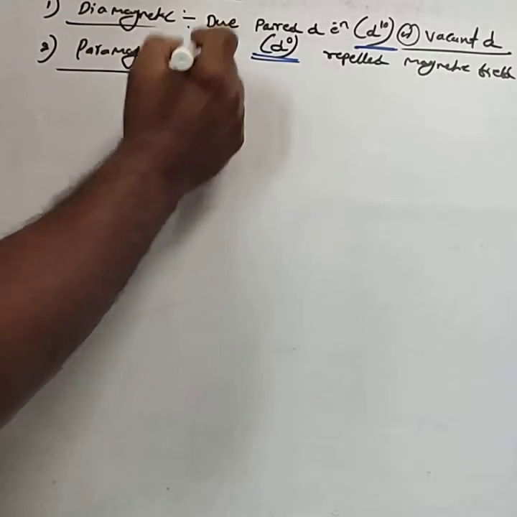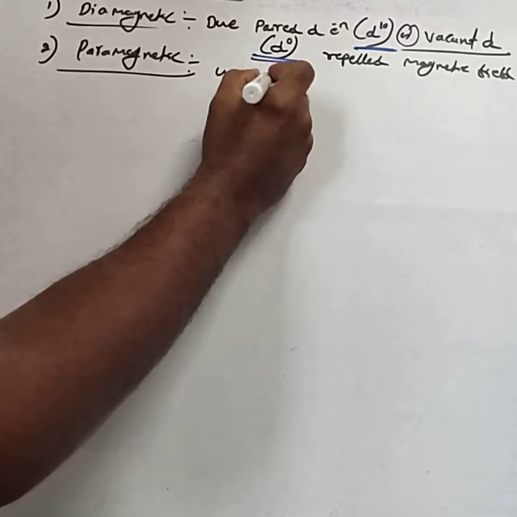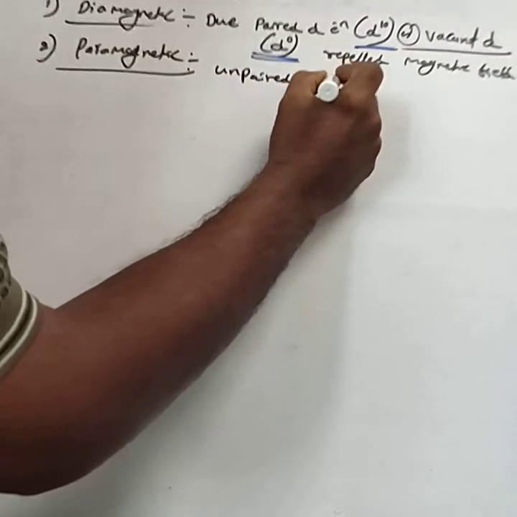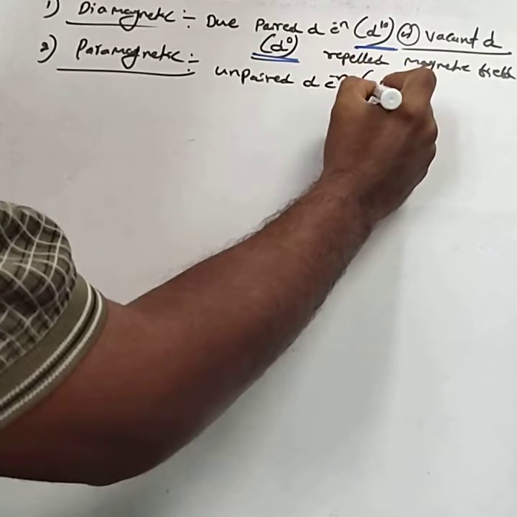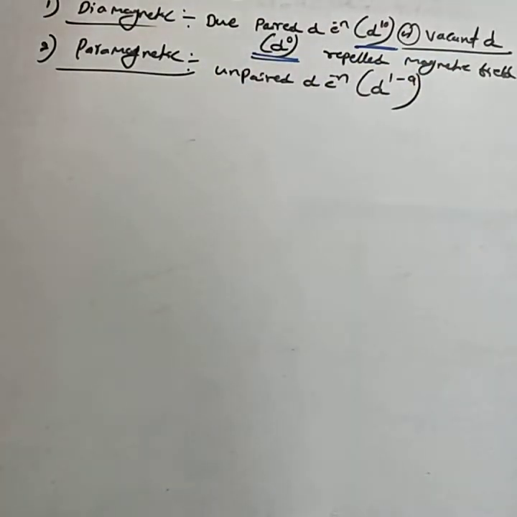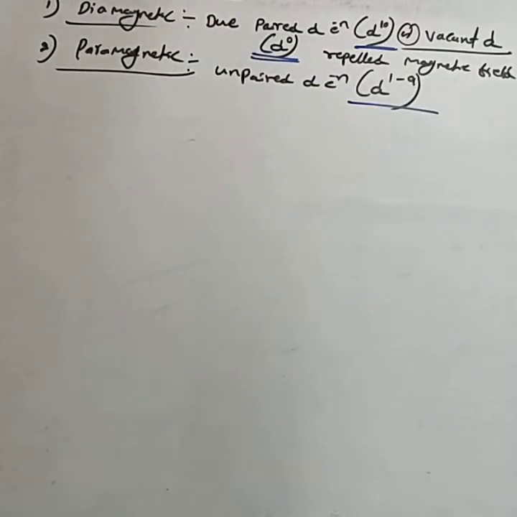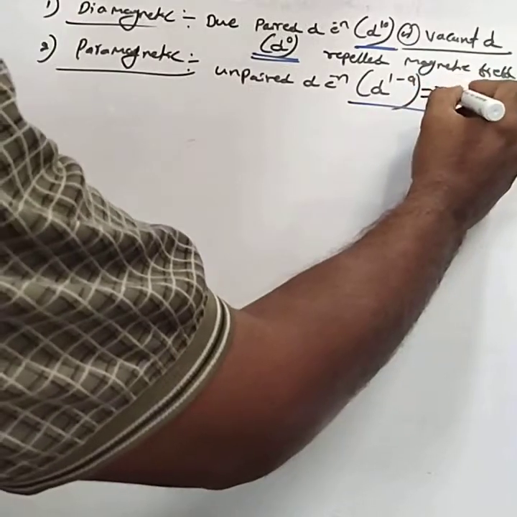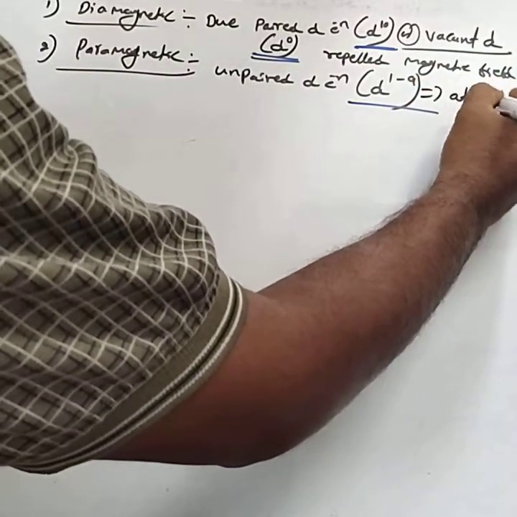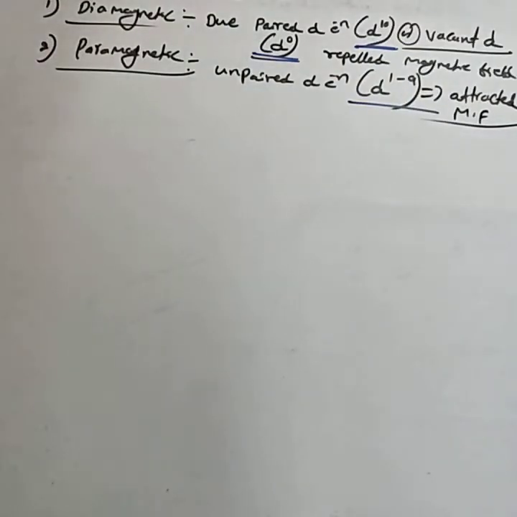Then paramagnetic property is due to the presence of unpaired d electrons. Unpaired means having d1 to d9 configuration. Any d1 to d9 configuration is generally paramagnetic in nature. These paramagnetic substances are attracted by the magnetic field.